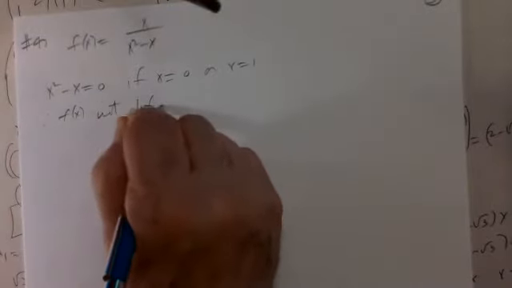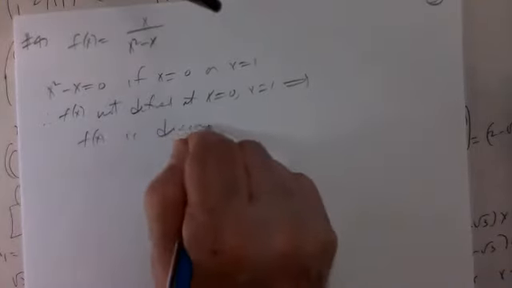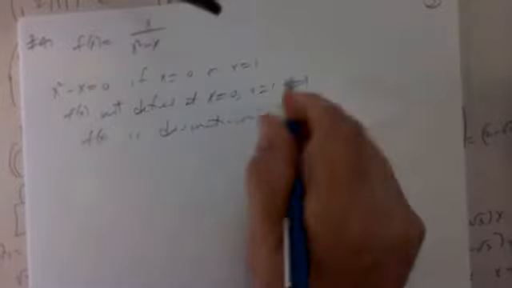So number 47, we have the function f of x equals x over x squared minus x. And this denominator, x squared minus x, equals 0 if x equals 0 or x equals 1. So f of x is not defined at x equals 0 and x equals 1. So f of x is discontinuous at those points.